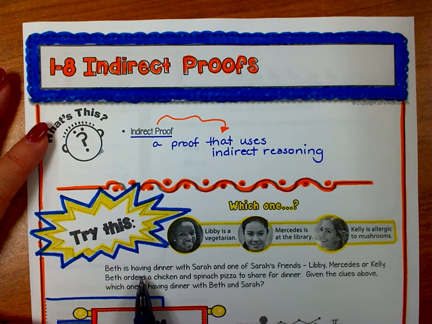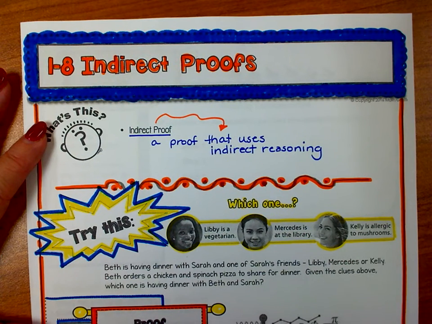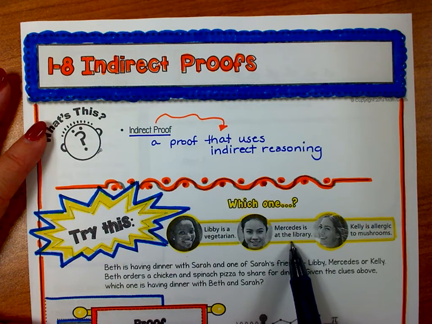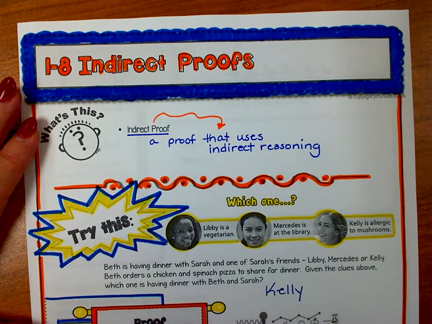Beth is having dinner with Sarah and one of Sarah's friends, Libby, Mercedes, or Kelly. Beth orders a chicken and spinach pizza to share for dinner. Given the clues above, which one is having dinner with Beth and Sarah? Well, Libby's a vegetarian, so she's not going to be able to eat the chicken. Mercedes is at the library, so she must not be at the restaurant. That means that Kelly must be the one that's having dinner with Beth and Sarah.